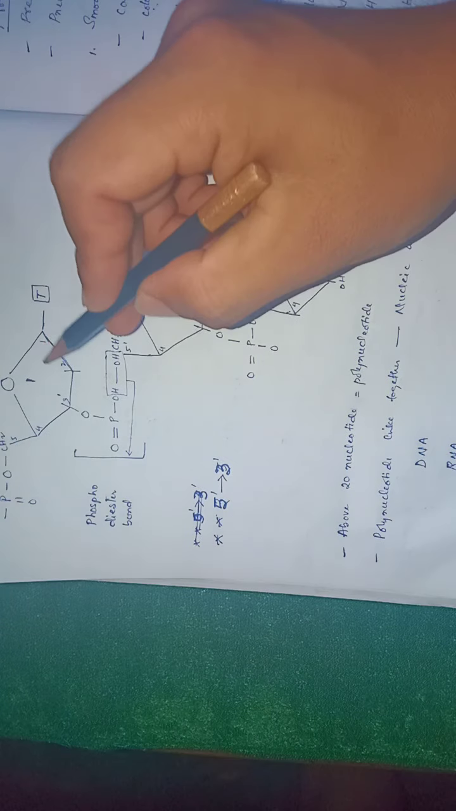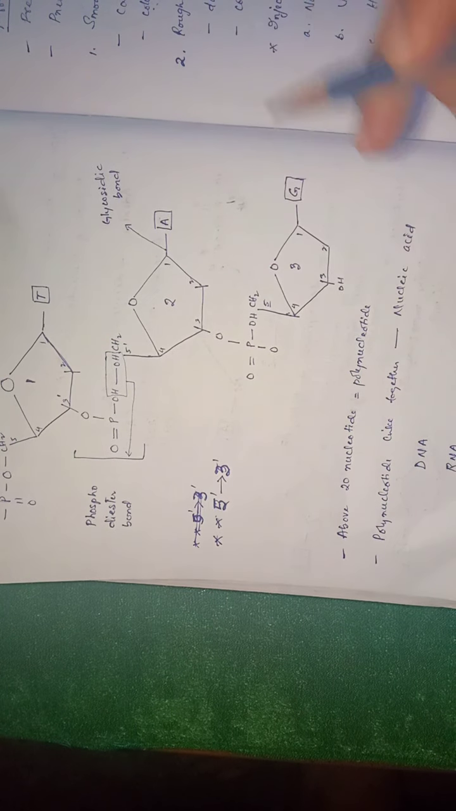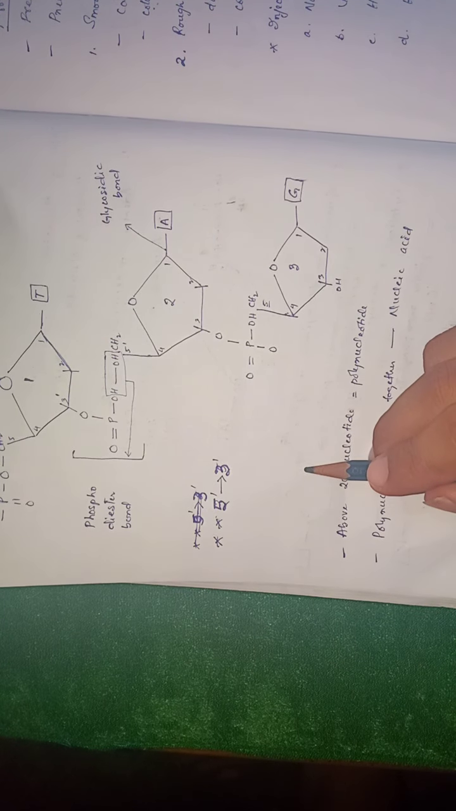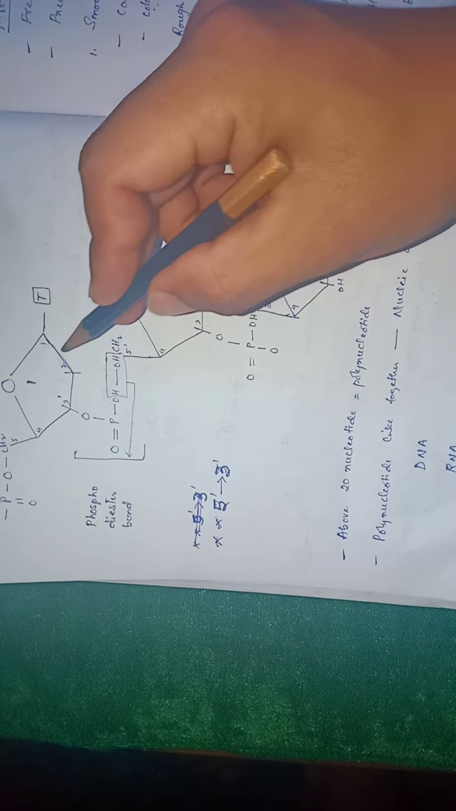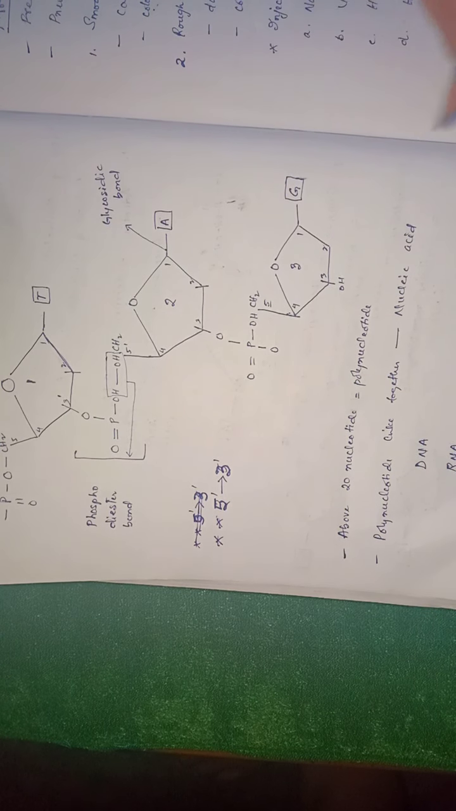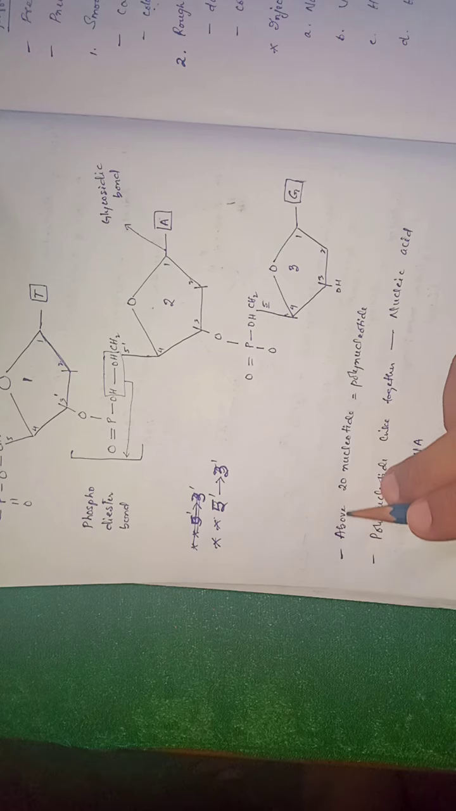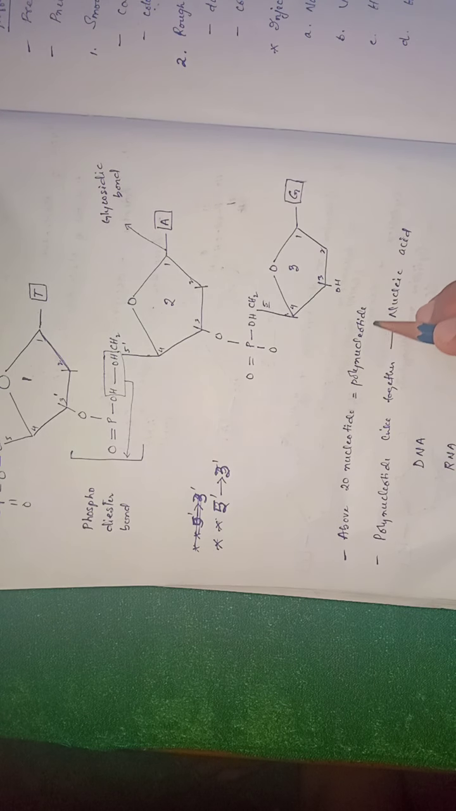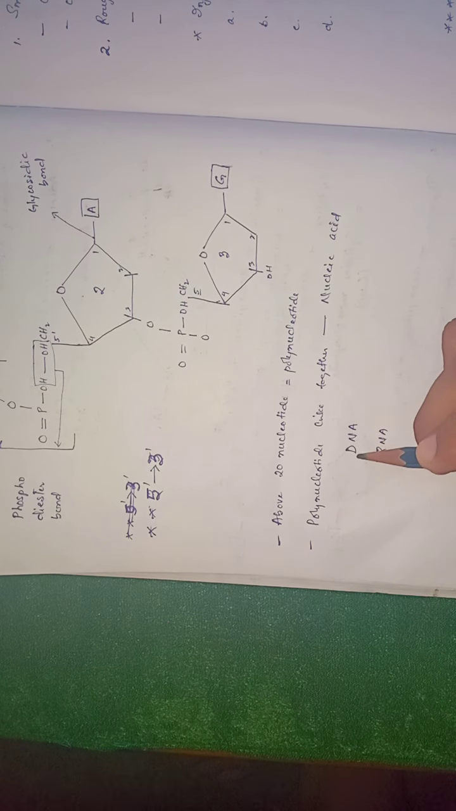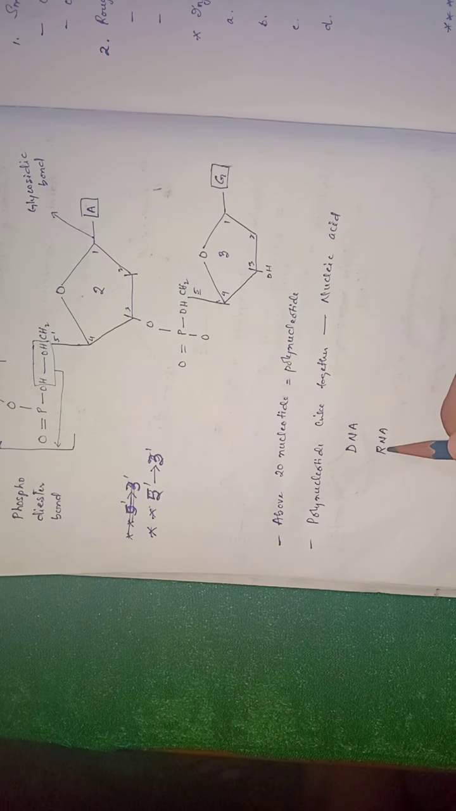Now, the attachment of 1, 2, 3 up to 20 nucleotides is called an oligonucleotide, and the attachment of more than 20 nucleotides is called a polynucleotide. And this polynucleotide links together to form nucleic acid. So in the case of DNA, it's called deoxyribonucleic acid, with deoxyribose sugar. In the case of RNA, it's called ribonucleic acid, with ribose type of pentose sugar.